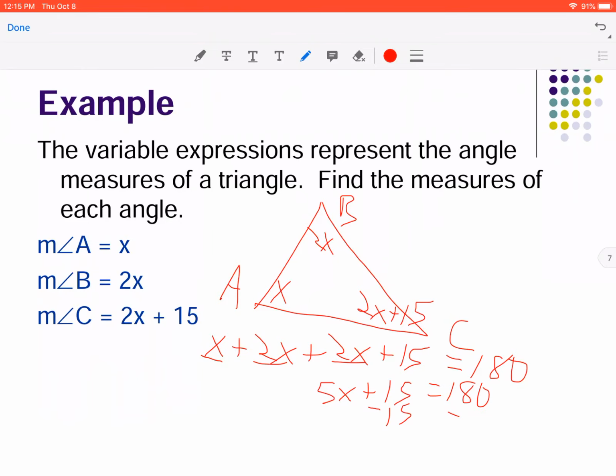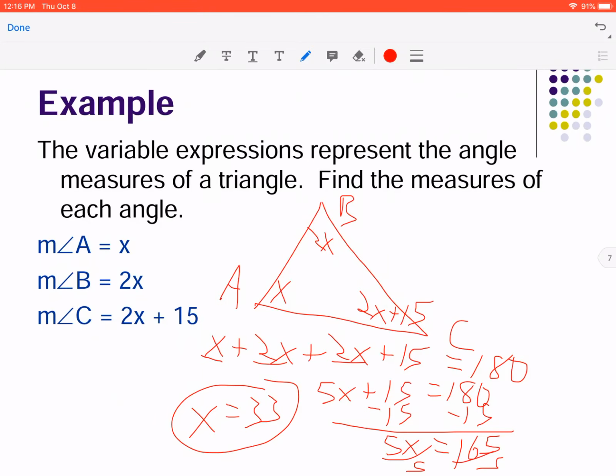Subtract 15 from both sides. What's 180 minus 15? 165. And your last step is going to be to divide by 5. So if we do 165 divided by 5, x is equal to 33. But they want to know the measure of each angle. So plug it back in.